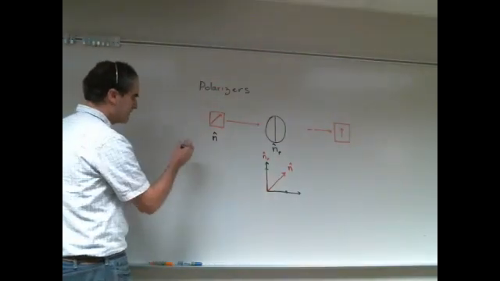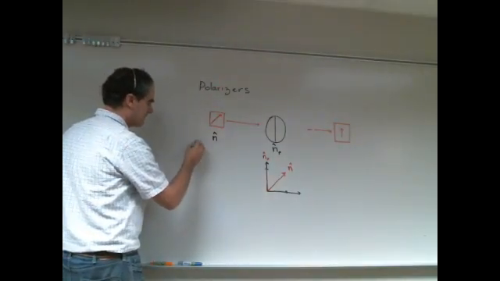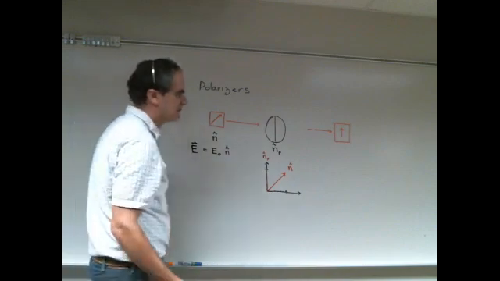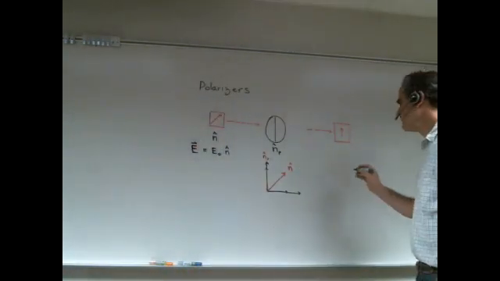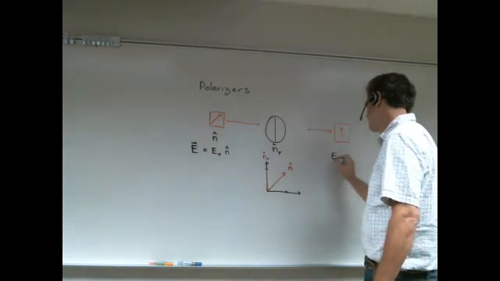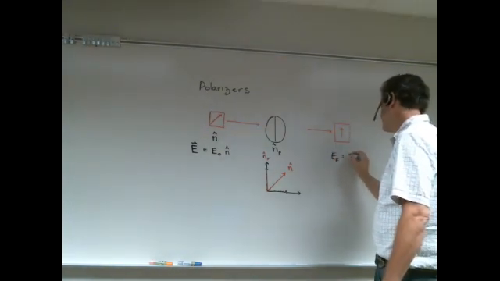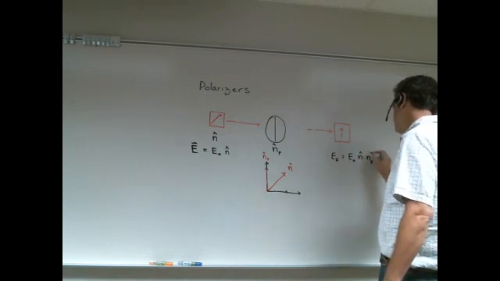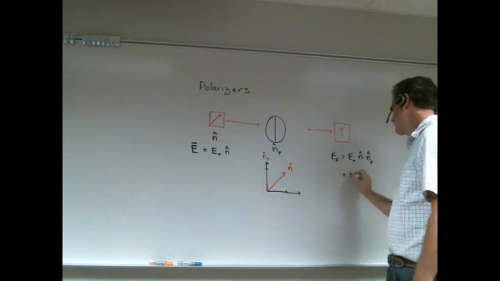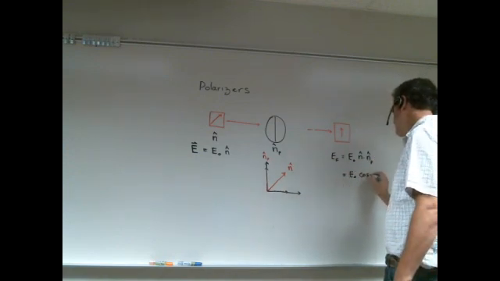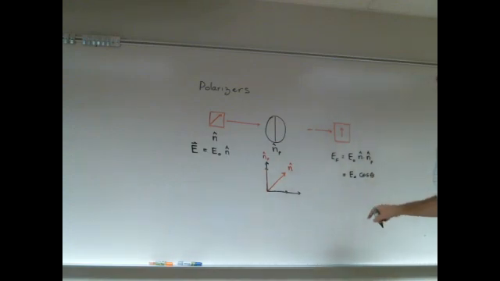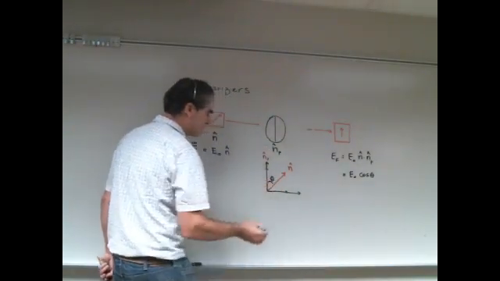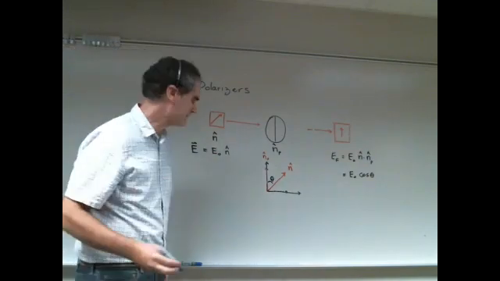So clearly, if the original electric field had some magnitude E0 and it's pointing in the N direction, then the magnitude of the component that's transmitted will just be E0 times N dot NP, or E0 cosine theta, where theta is the angle between the original polarization and the transmission direction of the polarizer. Straightforward enough, right?